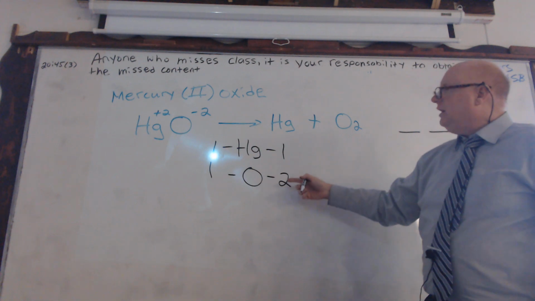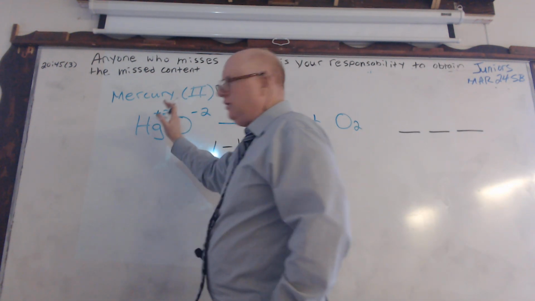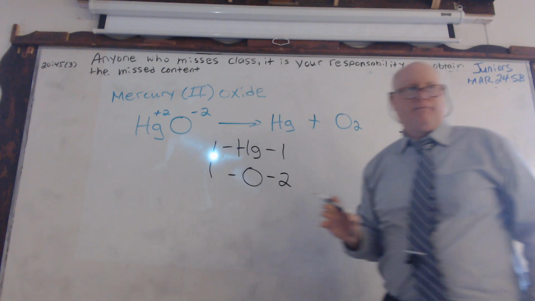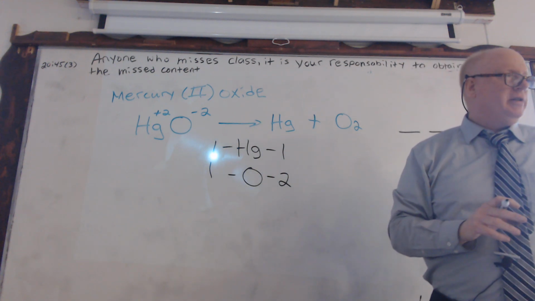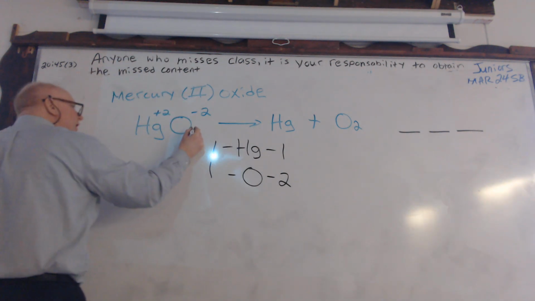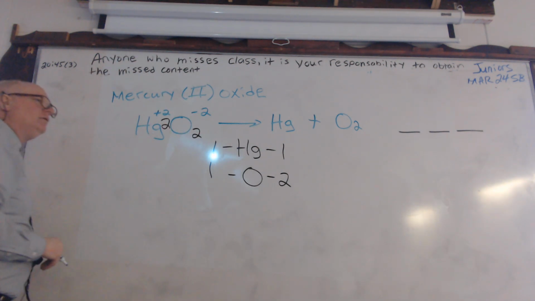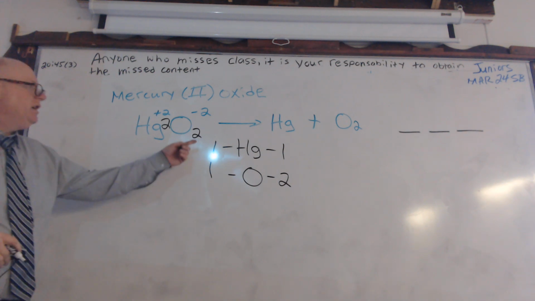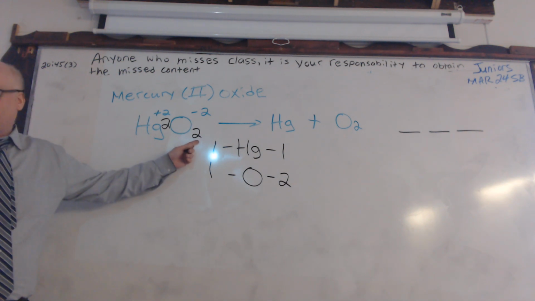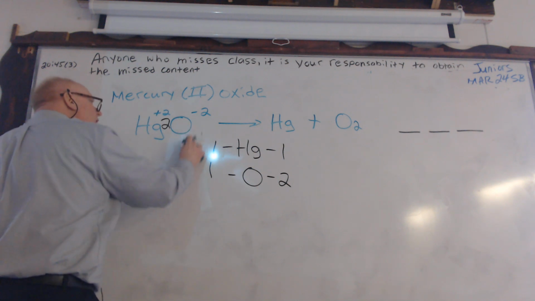How do we change this number here to get 2 oxygens on this side? You're going to multiply it by 2. And don't do this. Don't do that. Okay? Because when you do this, you are changing the formula that you started with.